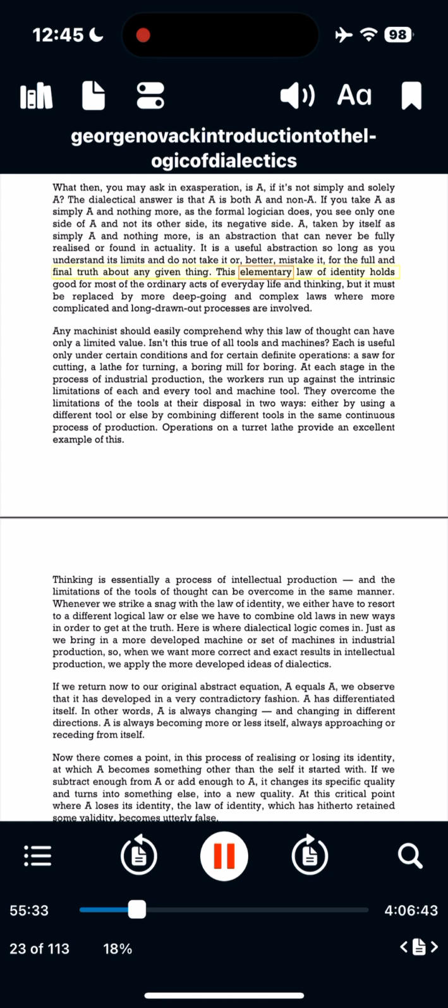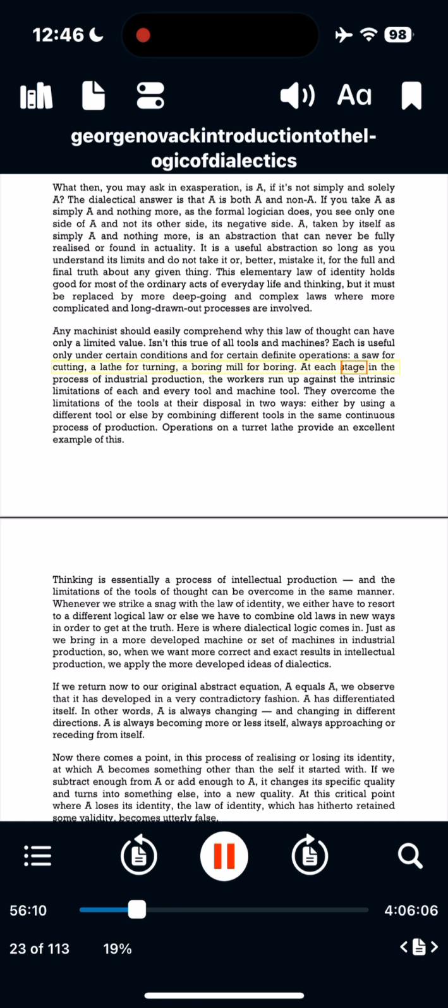This elementary law of identity holds good for most of the ordinary acts of everyday life and thinking, but it must be replaced by more deep-going and complex laws where more complicated and long drawn-out processes are involved. Any machinist should easily comprehend why this law of thought can have only a limited value. Isn't this true of all tools and machines? Each is useful only under certain conditions and for certain definite operations: a saw for cutting, a lathe for turning, a boring mill for boring.